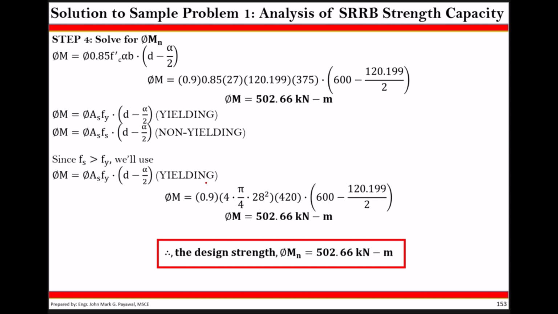In this problem, the design strength, which is phi Mn, is equal to 502.66 kilonewton meter. I hope that's understandable to you. If there are any questions, you can go back to the previous videos, or you can go back to the discussion from step 1 up to step 4 to yield this value, 502.66 kilonewton meter.